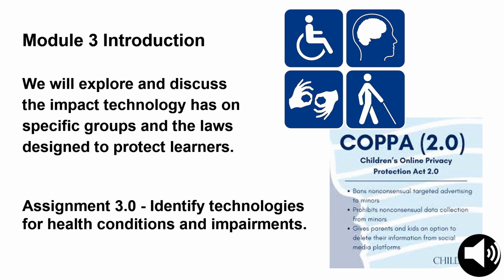Then, as a team, you're going to work in groups. You're going to identify technologies for specific health conditions and impairments. And this isn't just digital tools, but you're going to dig back into our module one, where we talked about the definition of technology. And we're going to look at some of the big T and little t tools and resources that will help learners navigate their environment, have access to education, to be able to share what they learned and interact with others.